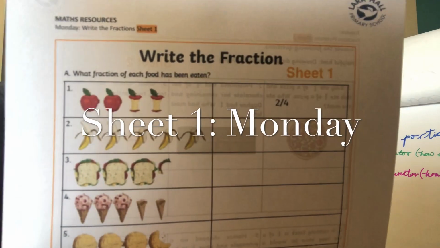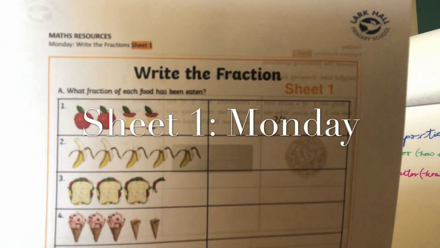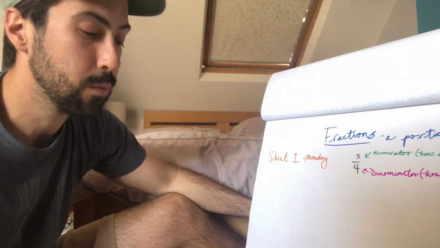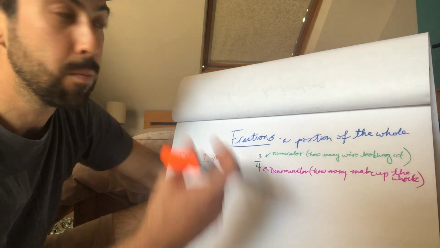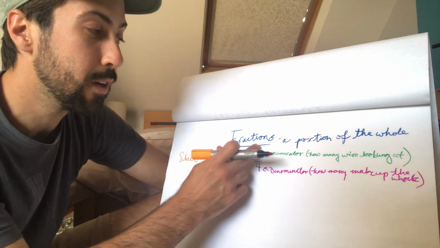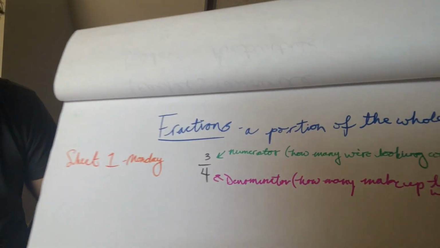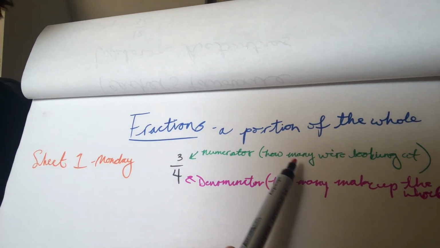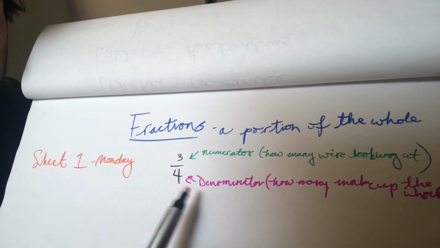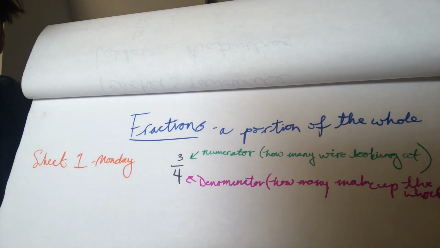It says write the fraction at the top. We're focusing on fractions this week. You'll need sheet 1. Okay, so we're looking at fractions this week. Fractions is dealing with a portion of a whole, and it's made up of two parts. So here we have a fraction. Our fraction is 3/4, where 3 is the numerator, and that's how many we're looking at, and the denominator is 4, which is how many make up the whole.